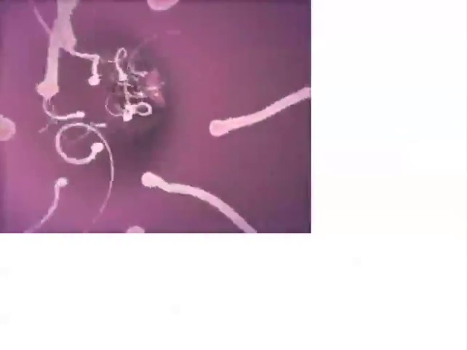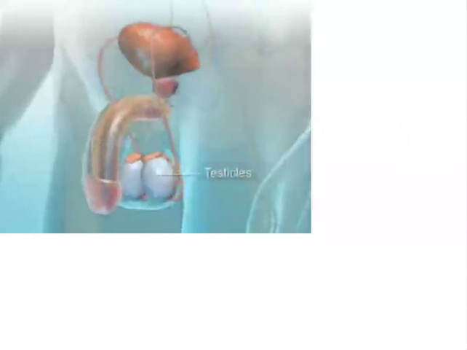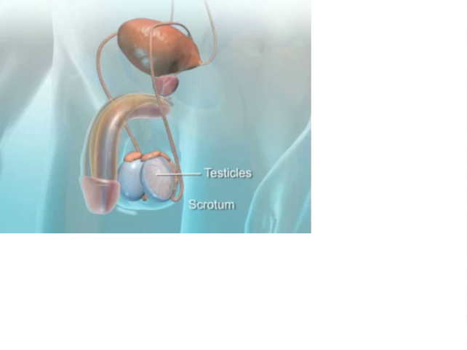The primary role of the male reproductive system is to produce and deliver sperm to fertilize an egg in the female. These sperm are produced outside of the body cavity by the testicles, which are located in the scrotum. The scrotum protects and supports the male reproductive organs that are located outside of the body cavity. These include the testicles, epididymis, and vas deferens.